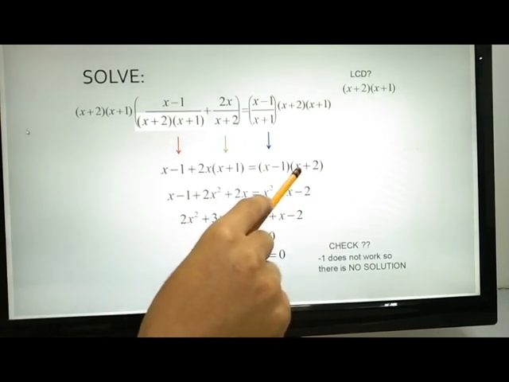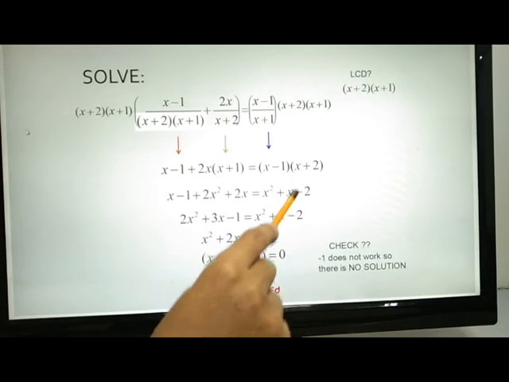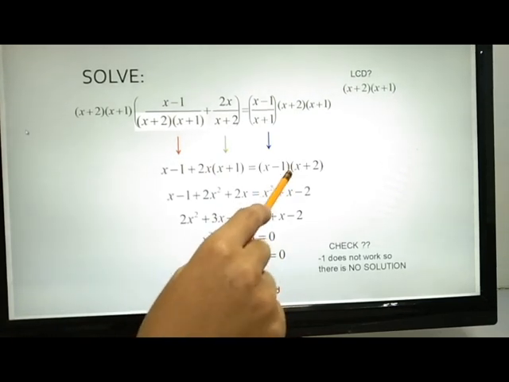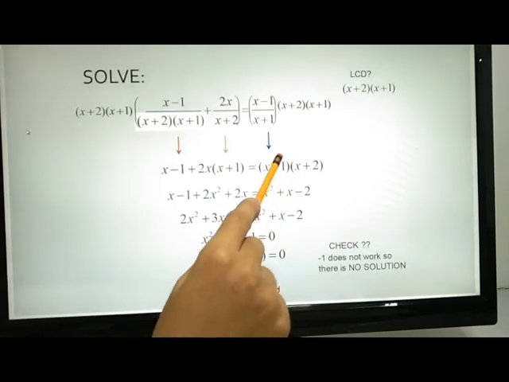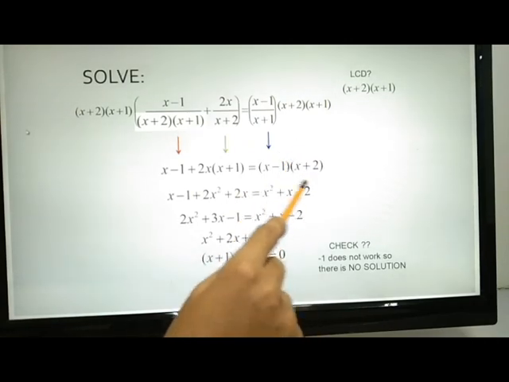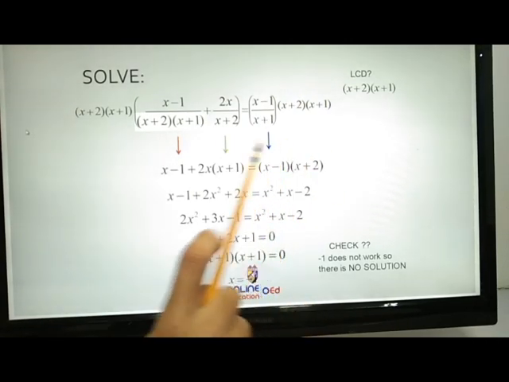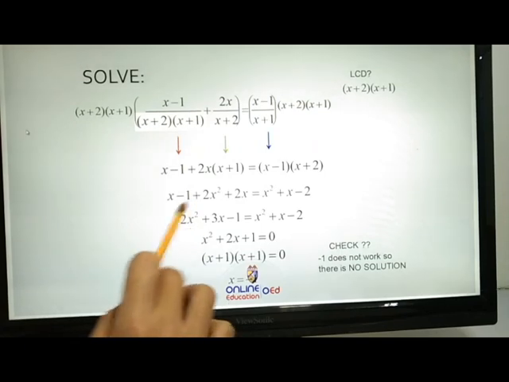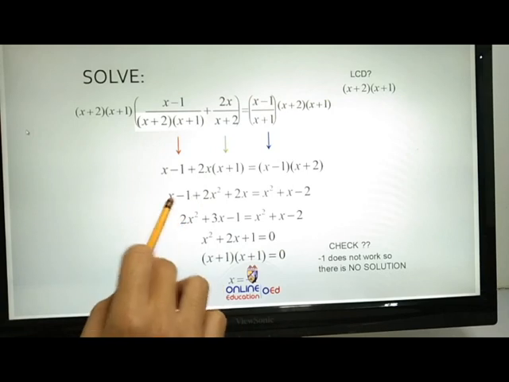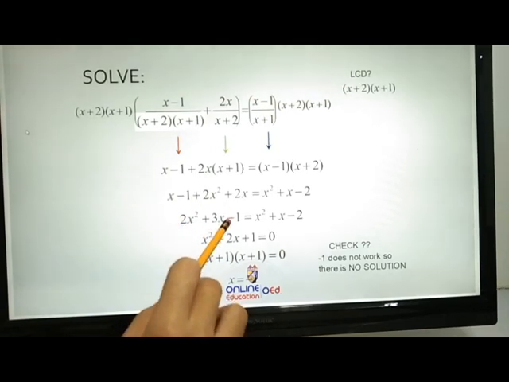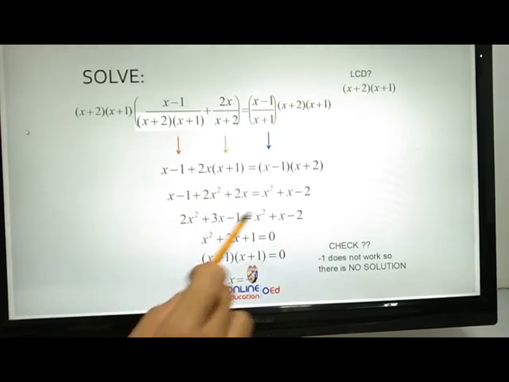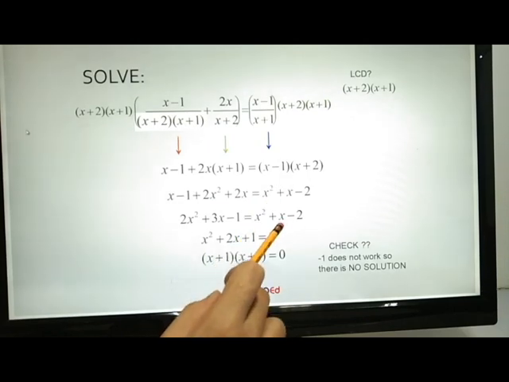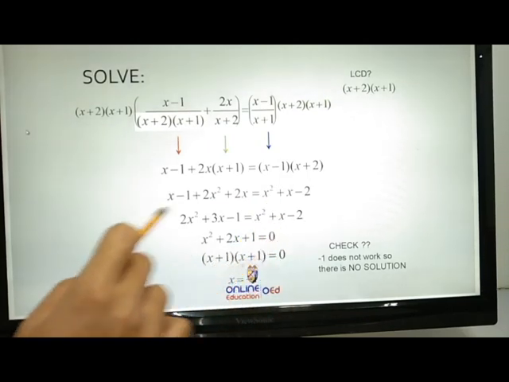So 2x plus negative x, we have x na lang. 2x minus x. Then, negative 1 times 2, we have negative 2. Then, perform the indicated operation, addition. So, collecting like terms, since wala naman siyang kasama dito, 2x squared. 2x plus x, we have 3x. And then, negative 1. So, kopya, x squared plus x minus 2.